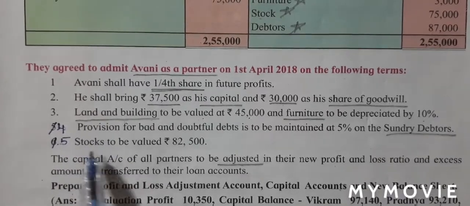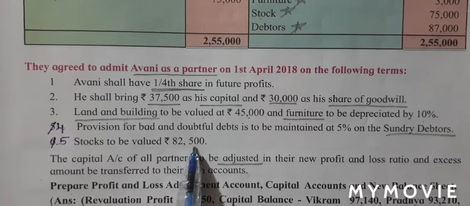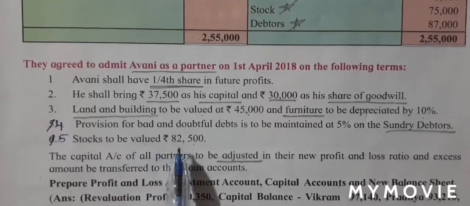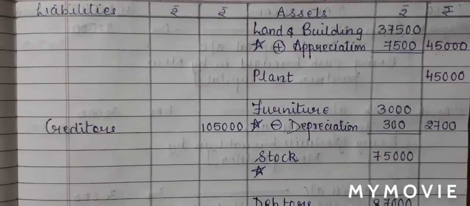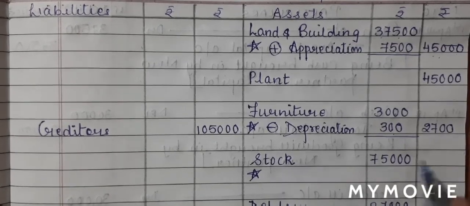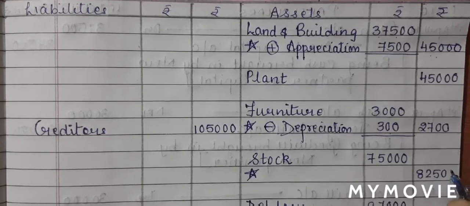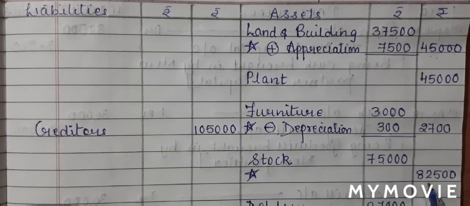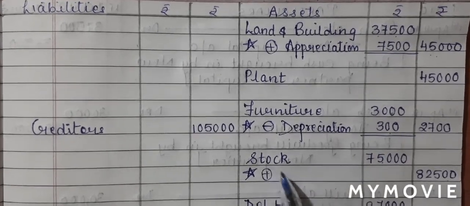Stocks to be valued at rupees 82,500. So stock has to be valued. Again, students, the word is valued. Valued means you will write this amount in the outer column. So stock is valued at 82,500. I'll write 82,500 in the outer column. From 75,000, the value has gone up to 82,500, which means there is an appreciation.